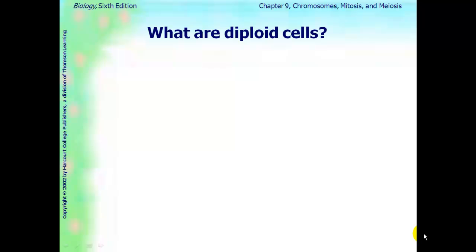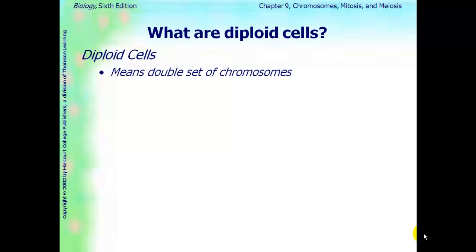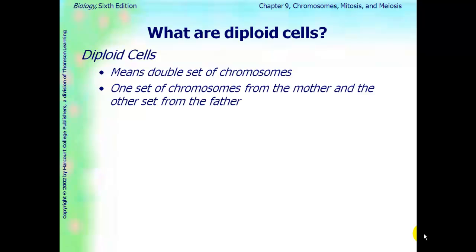All right, this is a continuation of the AP Biology Podcast, Chapter 9. A couple concepts we need to cover. Different types of cells that are in our body. Some of them are called diploid cells. Diploid cells are cells that have a double set of chromosomes. That means the chromosomes are in pairs. One set of the chromosomes come from the mom, and the other set of chromosomes come from the dad.